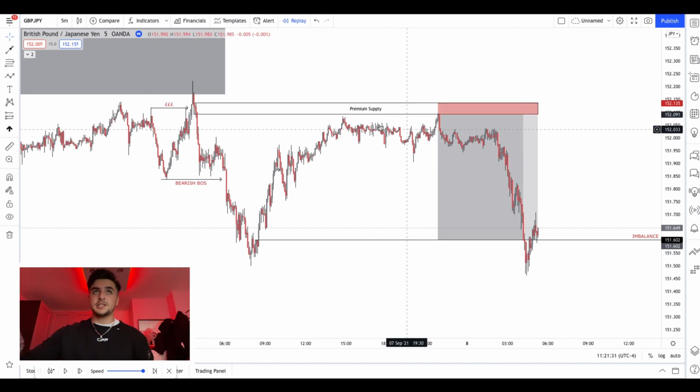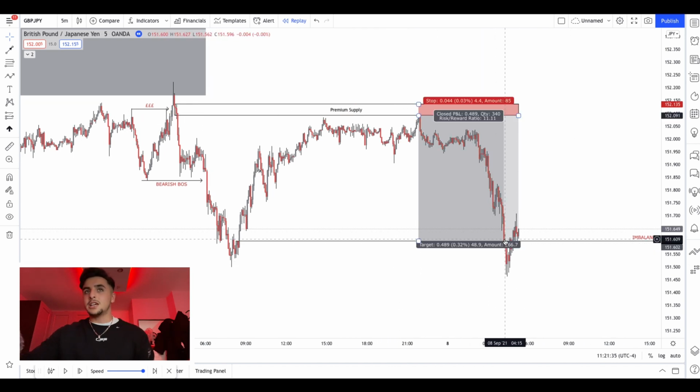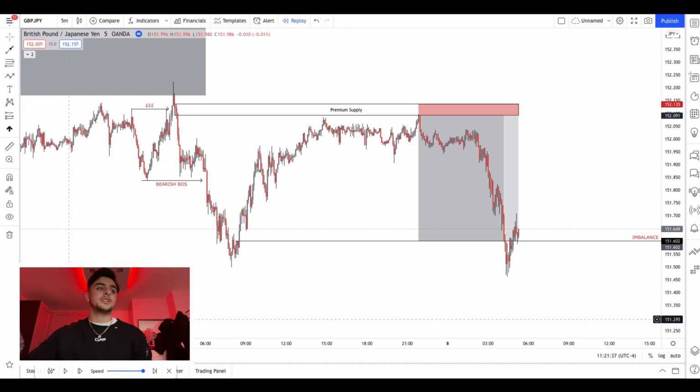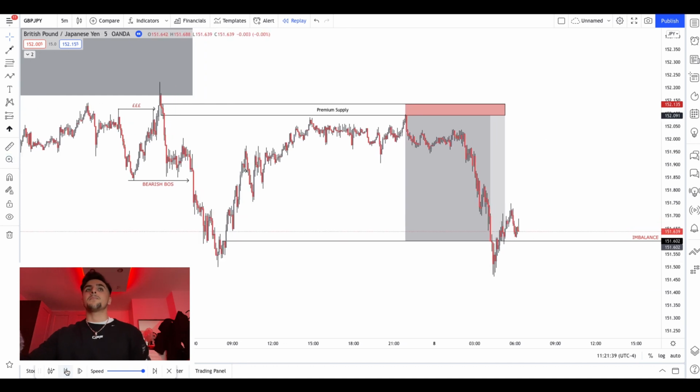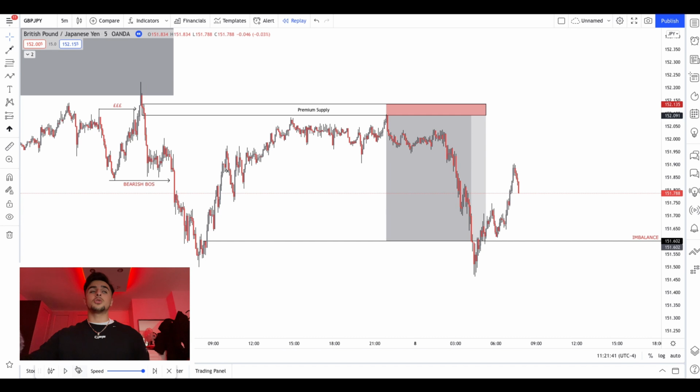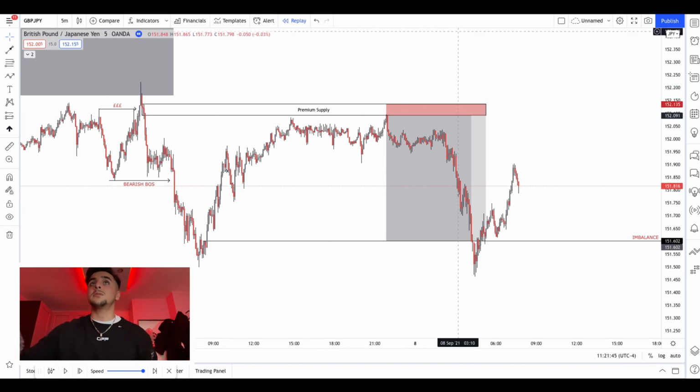It was a nice in and out, very clean entry. And then as you can see, price didn't get a straight reaction off our exit point, but it eventually started to move over to the upside. Okay, that was all there was to this trade. It was a nice in and out, securing a nice 4%.